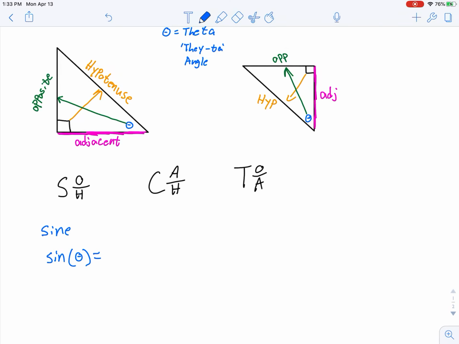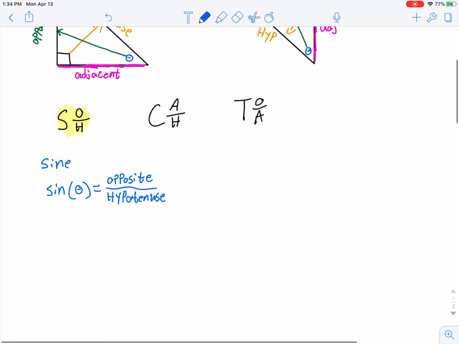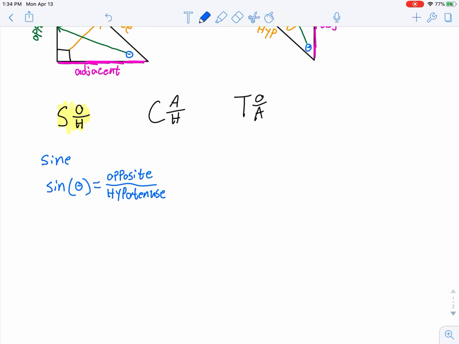Now, when we talk about ratios, ratios are just fancy words for fractions. Okay, and in this case, our fraction that we have for sine is opposite over hypotenuse. So opposite over hypotenuse. Okay?